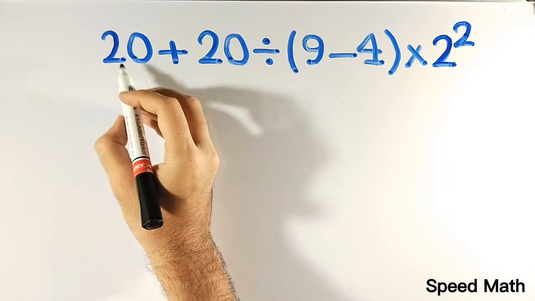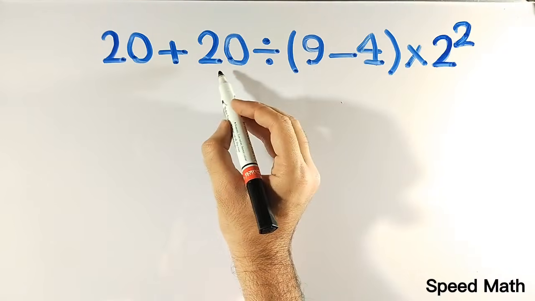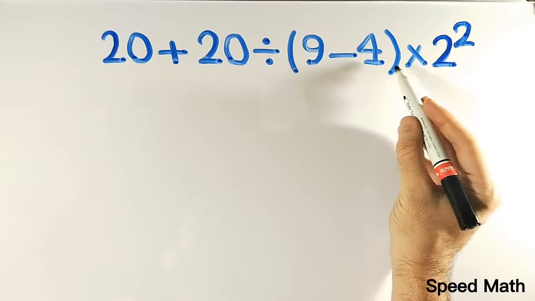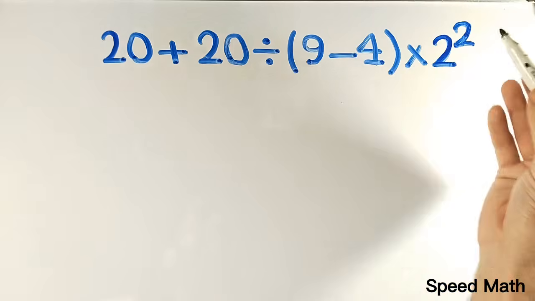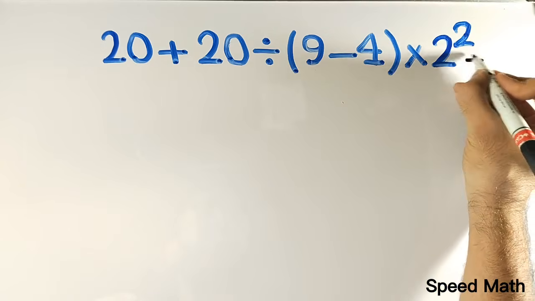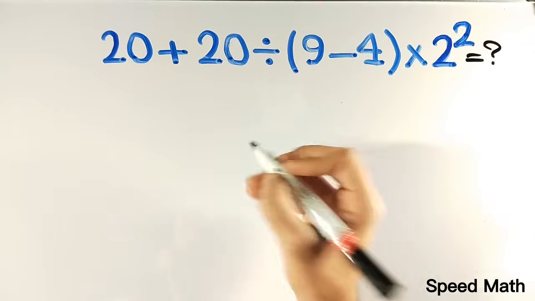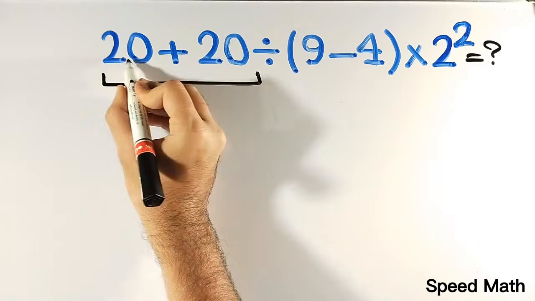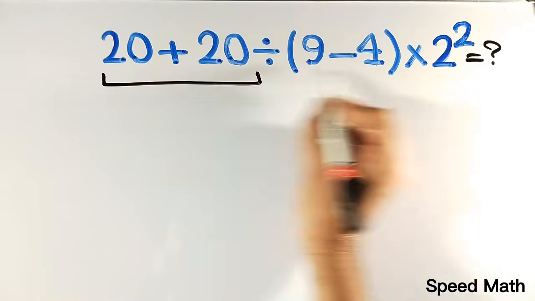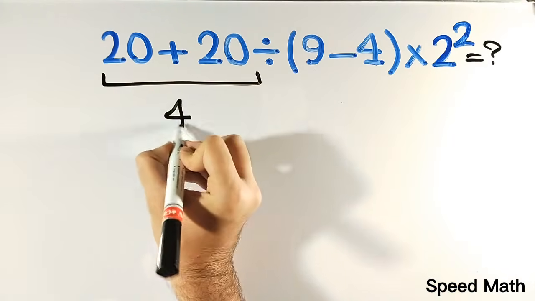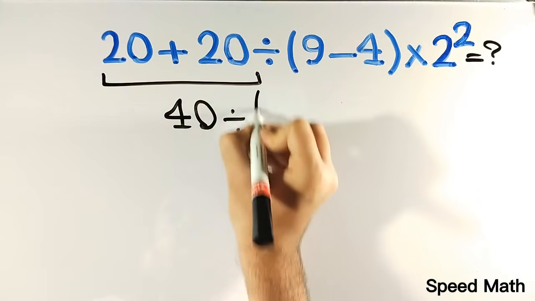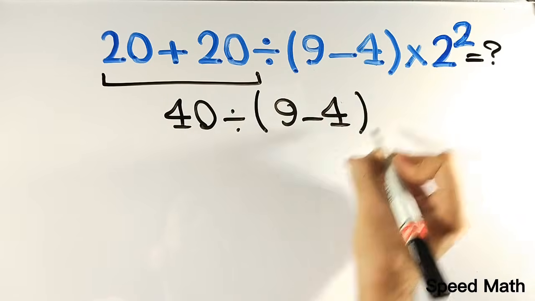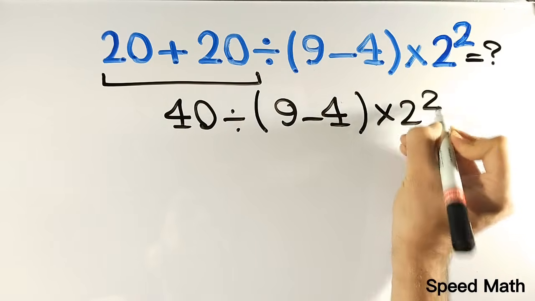If we have the expression 20 + 20 ÷ (9 − 4) × 2², then what is the correct answer to this question? Many people when solving this question first go for the addition between 20 and 20, and instead of this expression they write 40 ÷ (9 − 4) × 2².